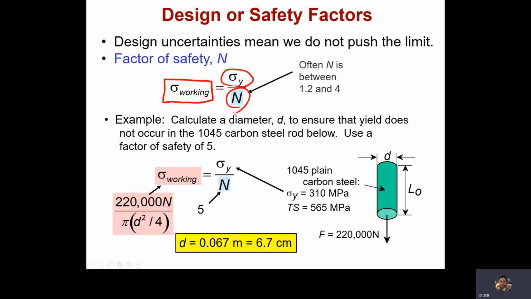So just look at a very simple example: calculate a diameter to ensure that yielding does not occur in a 1045 carbon steel rod, using a safety factor of 5. Therefore we have the carbon steel rod like this, and we can find its unit stress, its tensile stress, because it's a material property. The unit stress and tensile stress are material properties.